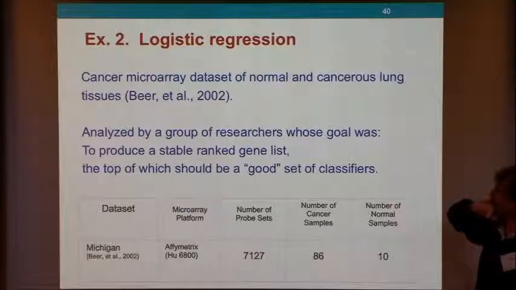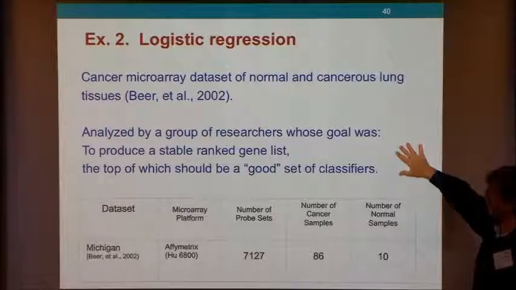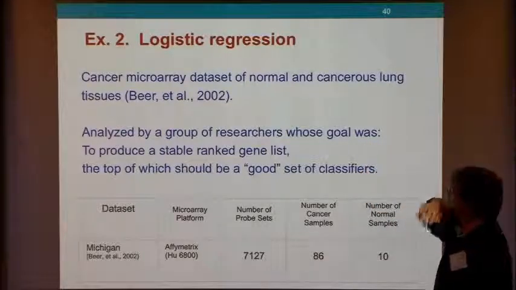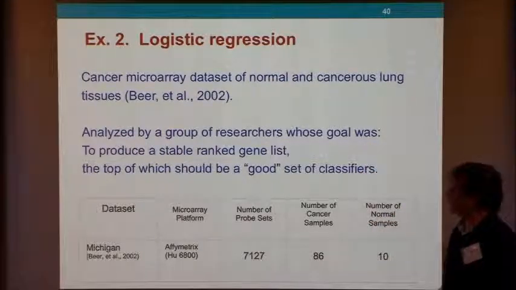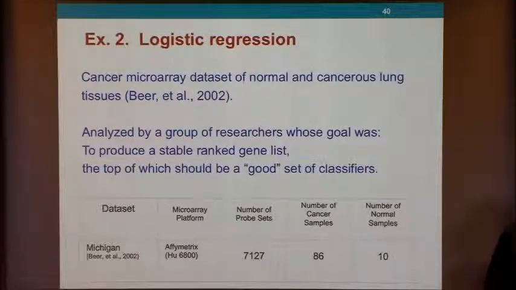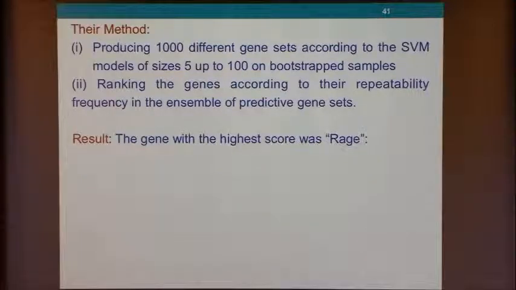Beer et al. is the original one. It was analyzed and published by a group of researchers at our universities. I'll save the names. The goal was to produce a stable ranked gene list, the top of which would be a good set of classifiers. Okay, so what they did is the following. They produced 1,000 different gene sets according to the SVM models of sizes 5 up to 100 on bootstrap samples.